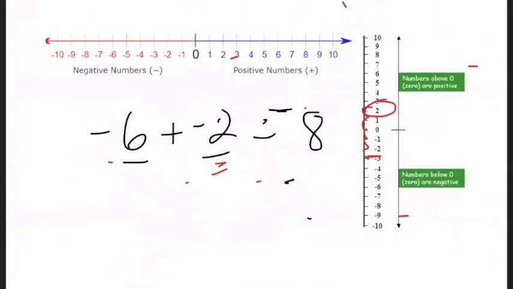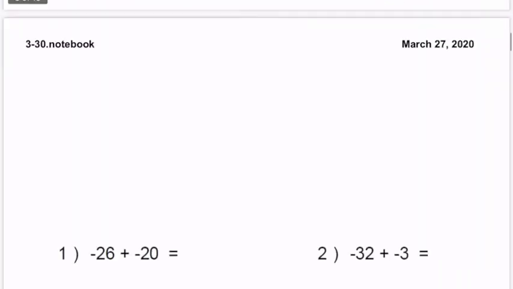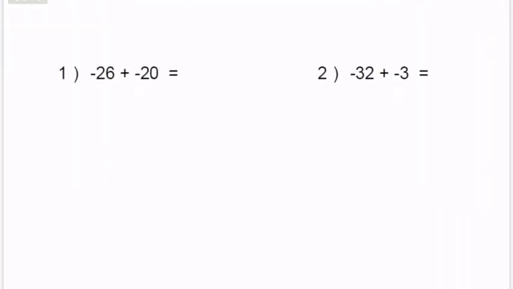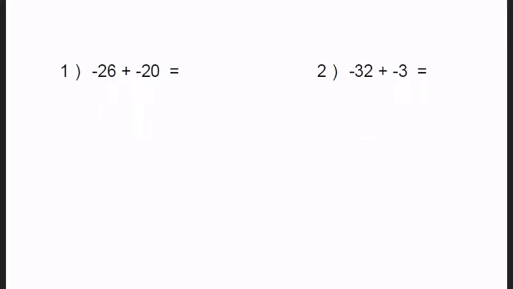All right, so let's do a couple of review problems. Have a piece of paper out, have a pencil, and we're going to do a couple of these. I'm going to do these first two together, and then you guys are going to do some on your own. So the first one is negative 26 and negative 20.